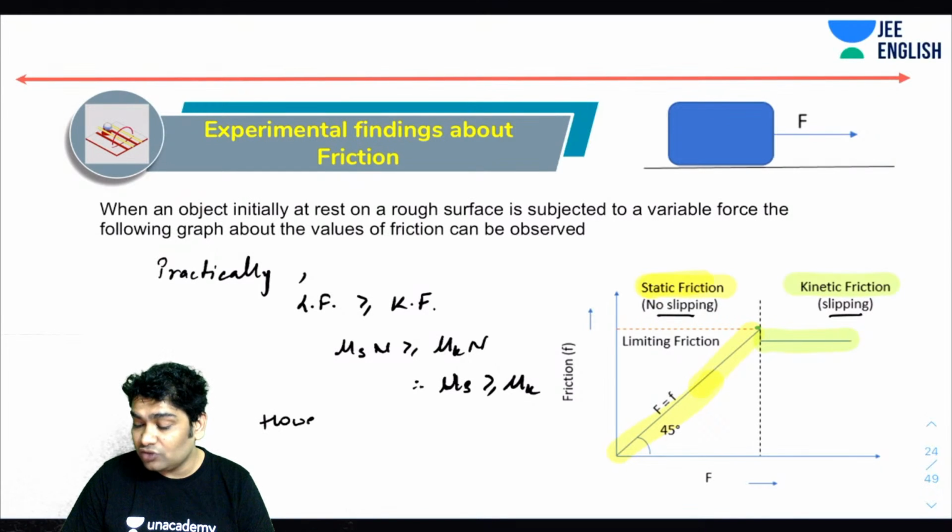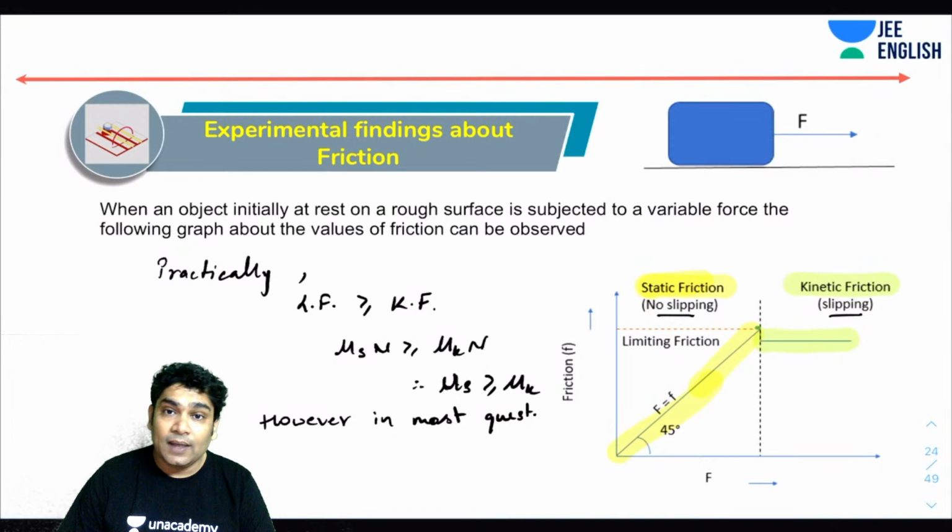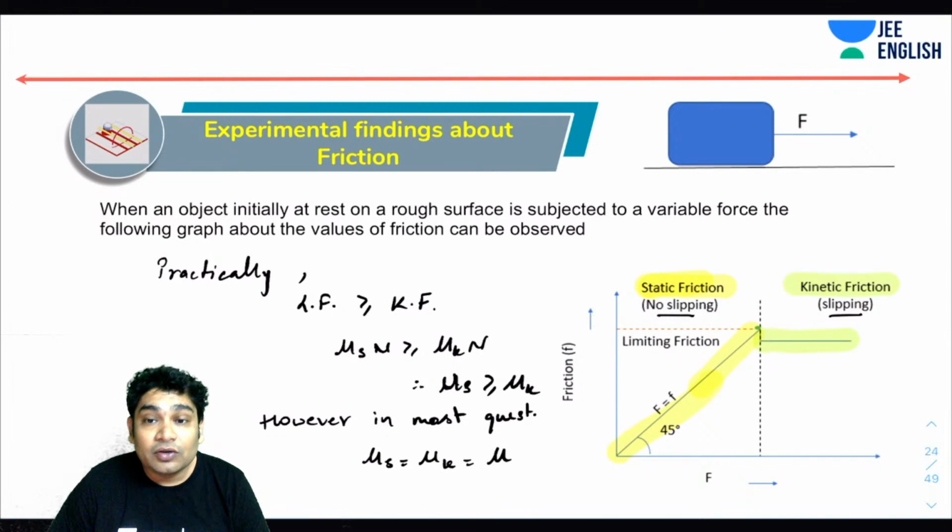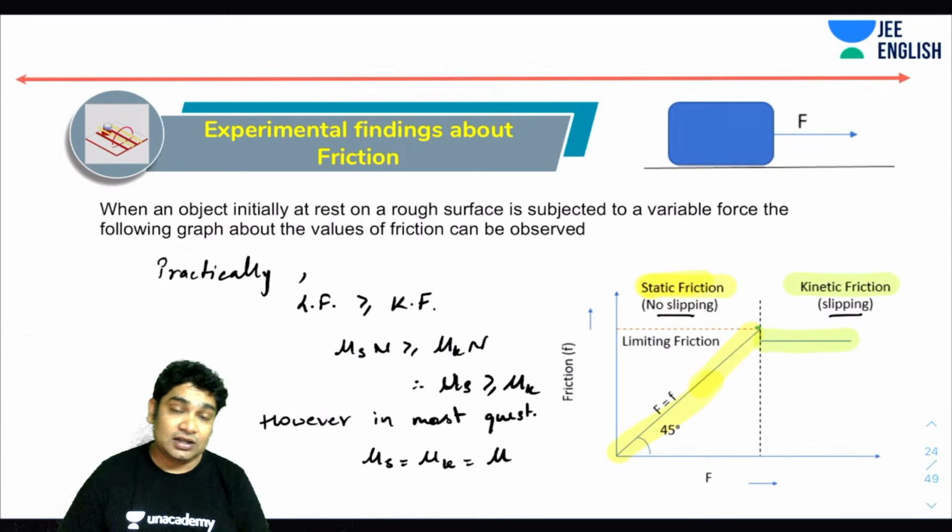However, in most questions, either they should give you the mu k and mu s separately, or if they don't give you those separately, then you assume them to be equal, and they will be represented as simply mu. Coefficient of friction is defined for a pair of contact surfaces.